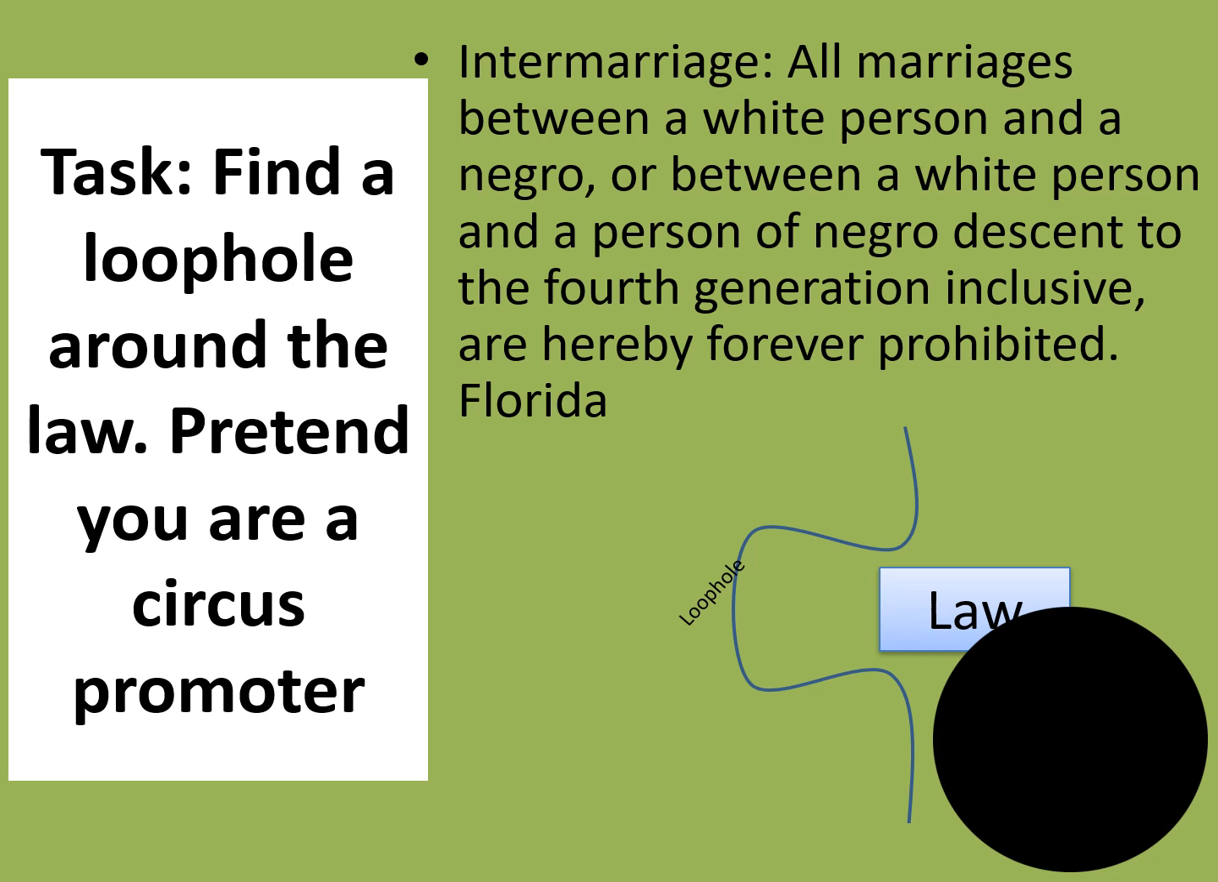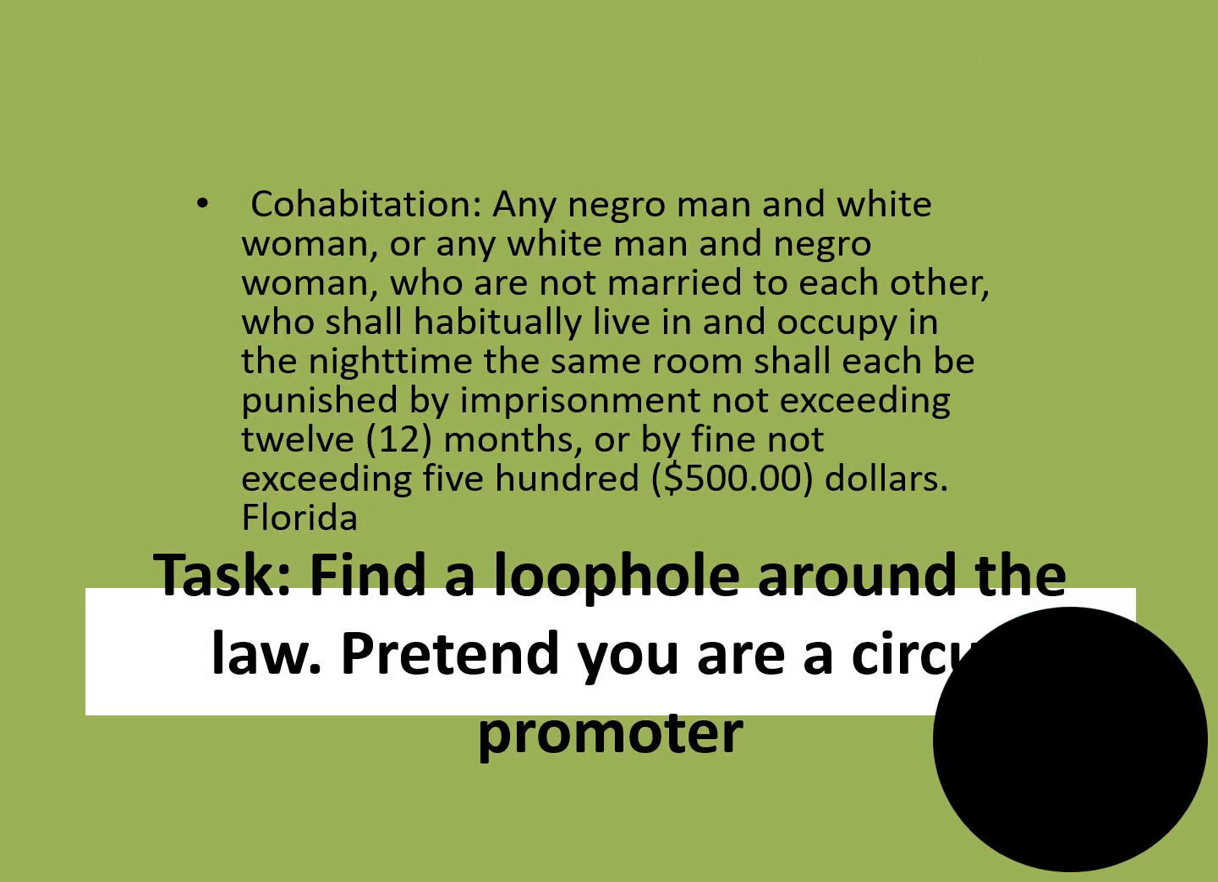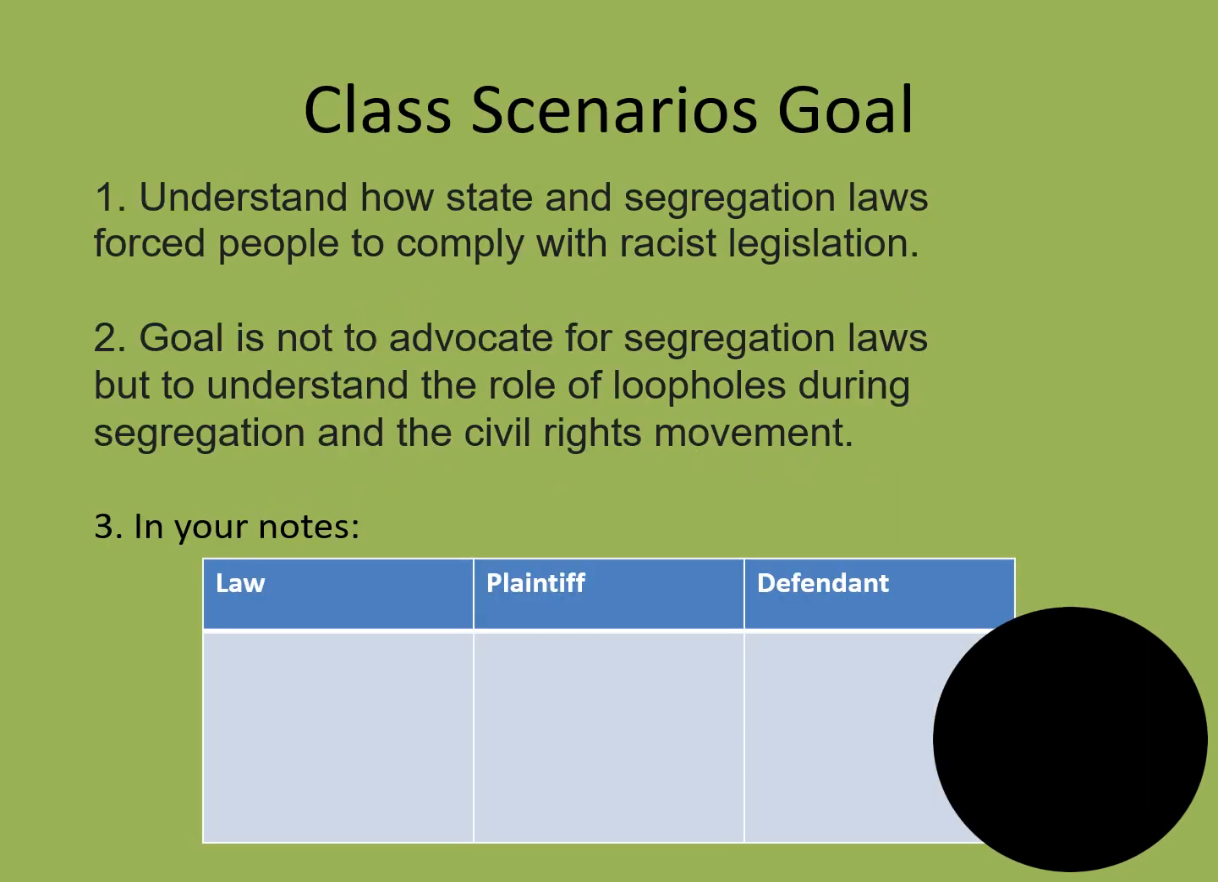Here we have a law involving intermarriage, and it's a good example of a loophole, because here they're saying you cannot intermarry, which then I guess people found a loophole because they started living together, which then prompted the state of Florida to pass a cohabitation law. And I guess the goal here is to separate the races.